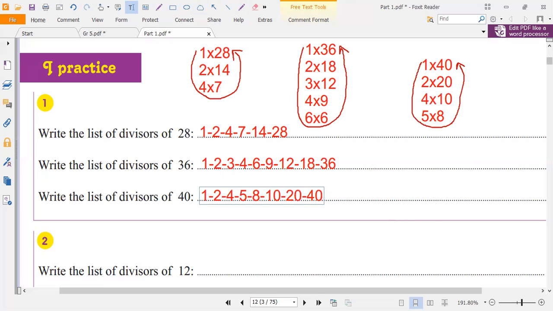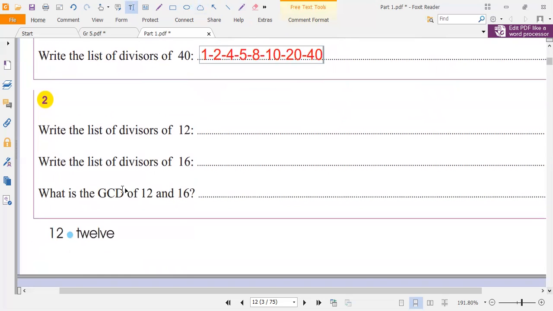Now let's do exercise 2, page 12. Write the list of the divisors of 12. We write 12 as a product of two numbers. 1 times 12. Is it divisible by 2? Yes, it is 2 times 6. Is it divisible by 3? Yes, it is 3 times 4.